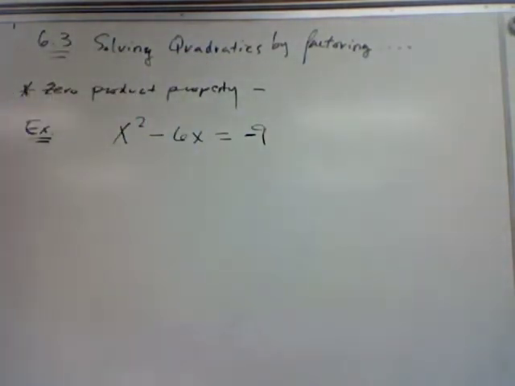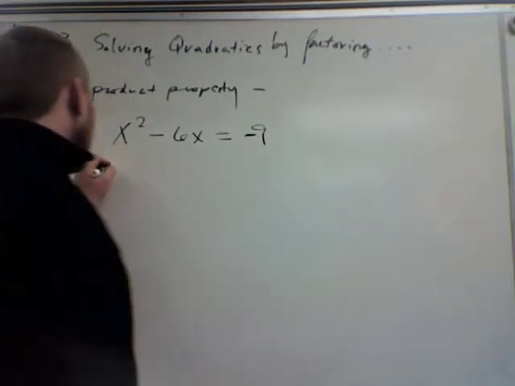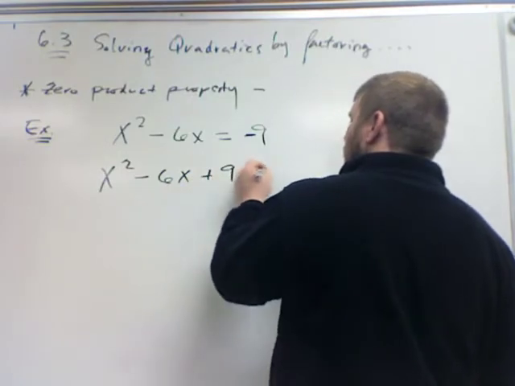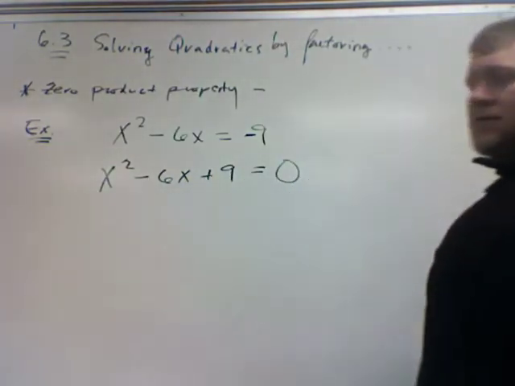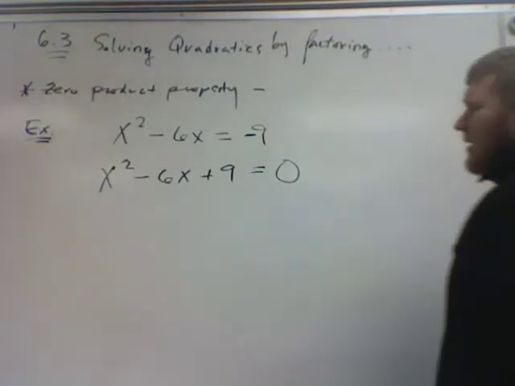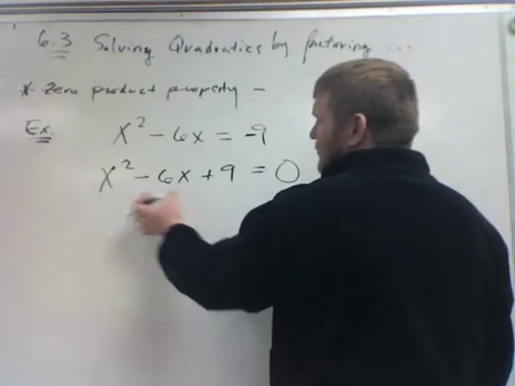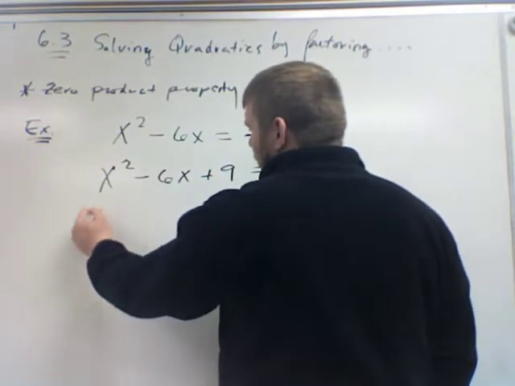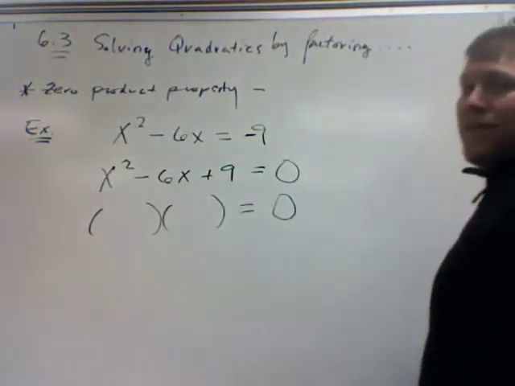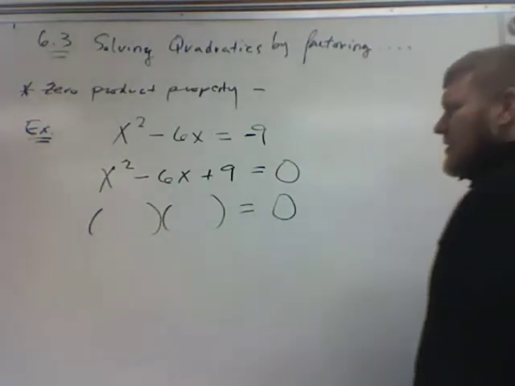What's the first thing I need to do here? Add your 9 over so you have it equaling 0. My goal is to have the equation equaling 0. So add the 9 over, I get it to 0. That's your first goal. Second goal: once you get this far, then you factor. I have a quadratic trinomial, so hopefully I should be able to factor. If I can't factor it, then I can't solve by factoring, obviously.